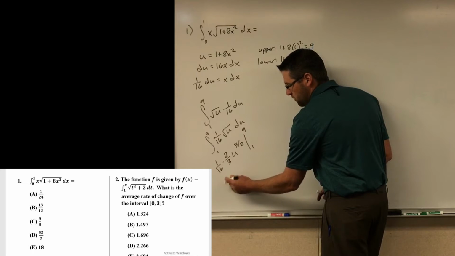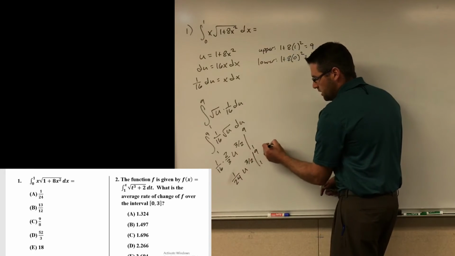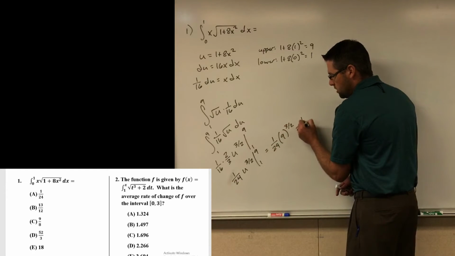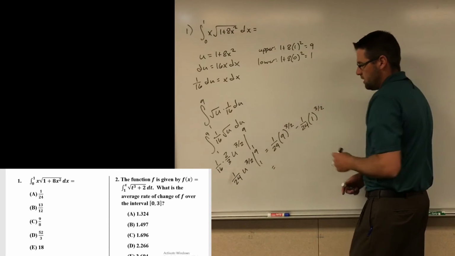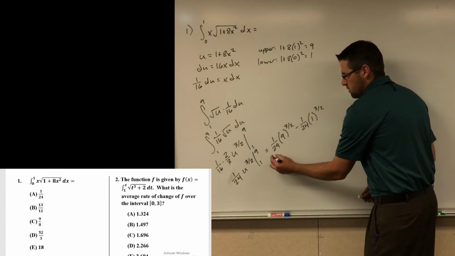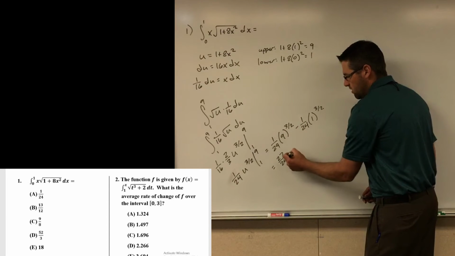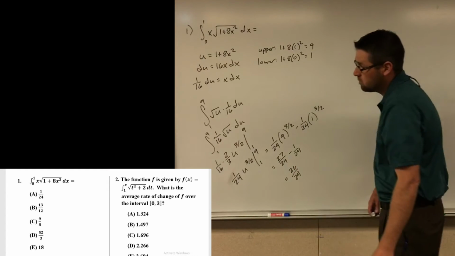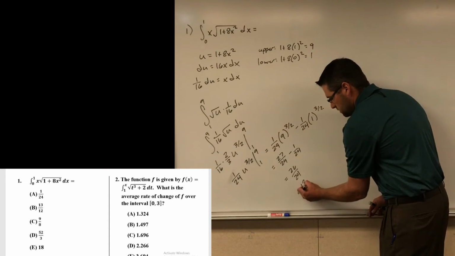So this is 2 over, actually 1 over what? 24 u to the 3/2, am I right? Yep. And then we plug in, so it's going to be 1/24 times 9 to the 3/2 minus 1/24 times 1 to the 3/2. So what's 9 to the 3/2? 27, because the square root of 9 is 3, and then to the third is 27. Minus 1/24, which is 26/24. Reduce, so 13/12.